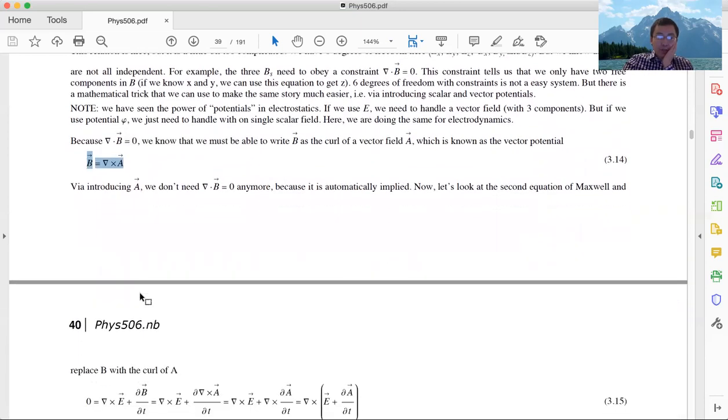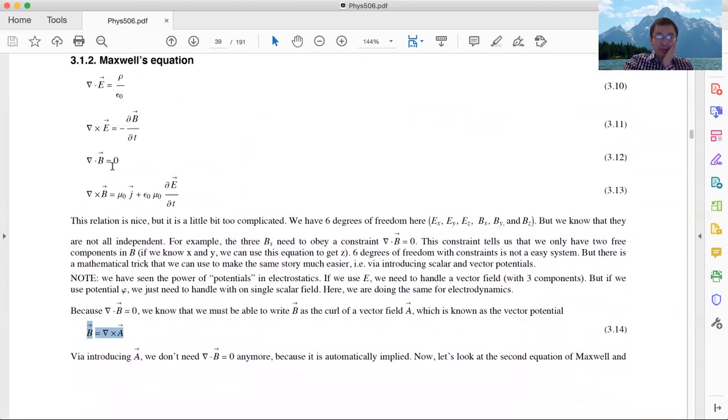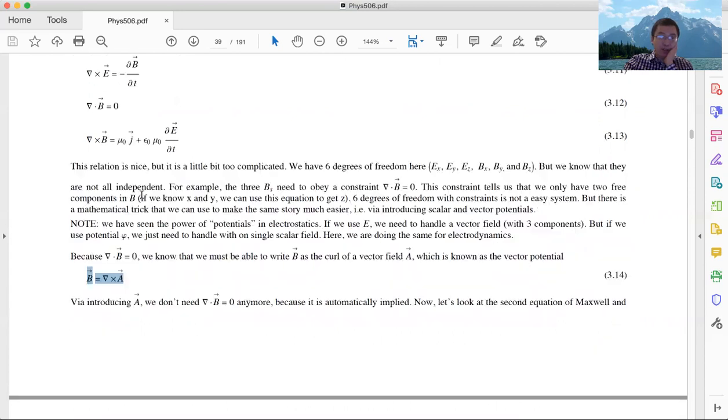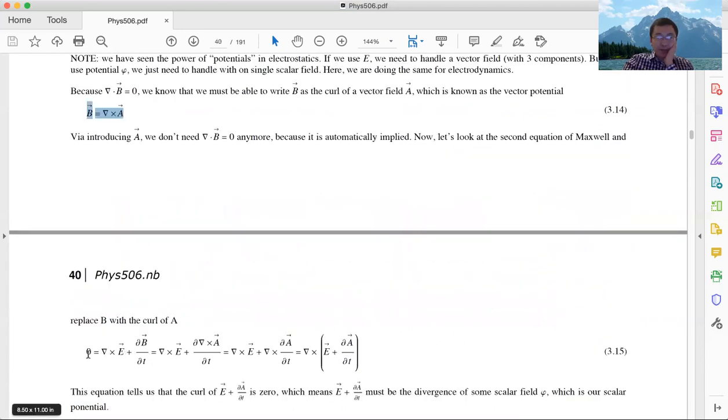Once we define the vector potential, the next step is to look at the second Maxwell equation. We can move the time derivative of B to the other side, so it becomes 0 equals the curl of E plus the time derivative of B. It's the same equation; I just moved B and E to the same side. Because we already showed that B is the curl of a vector potential, we replace B by the curl of A. Now we have the curl of E and the curl of A with a time derivative.